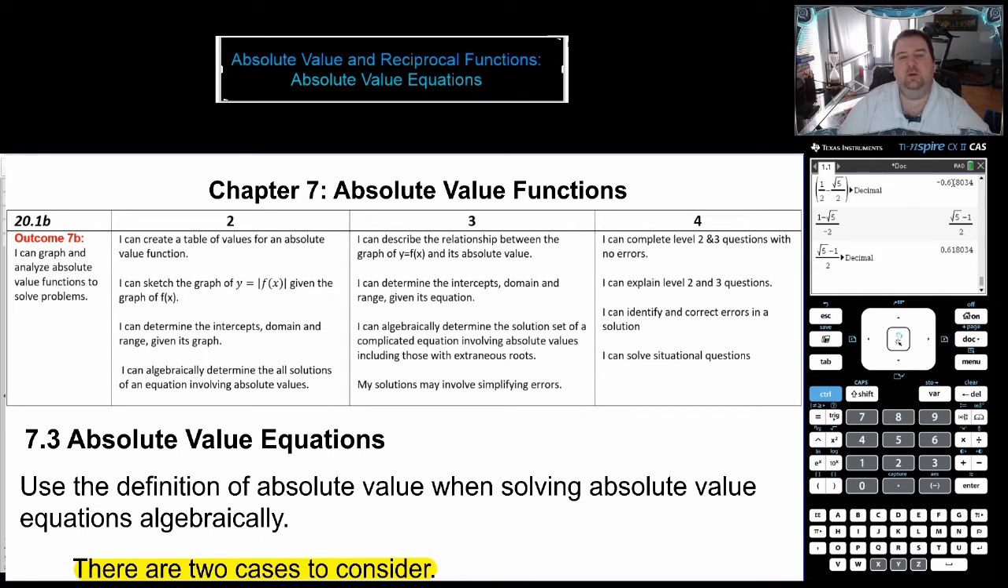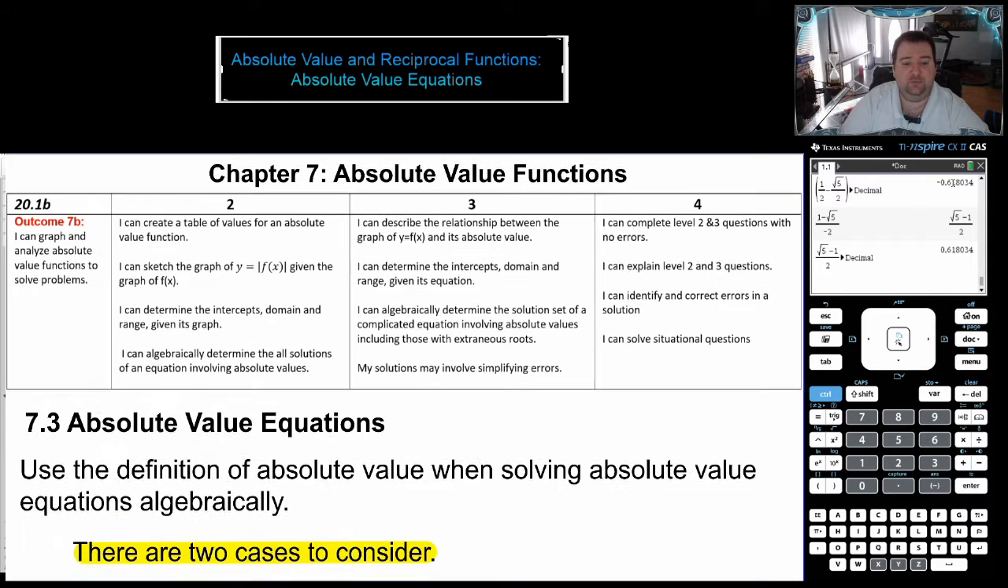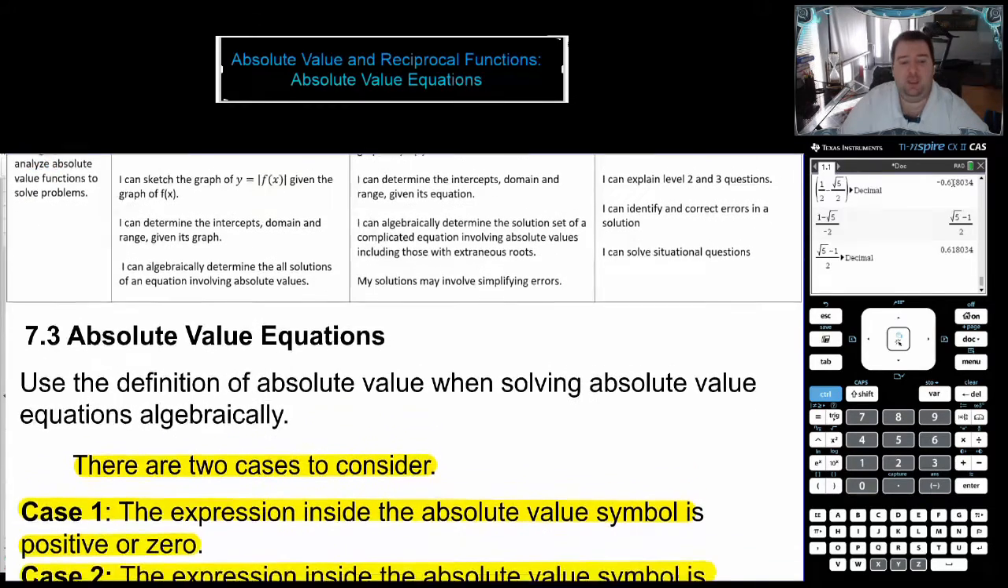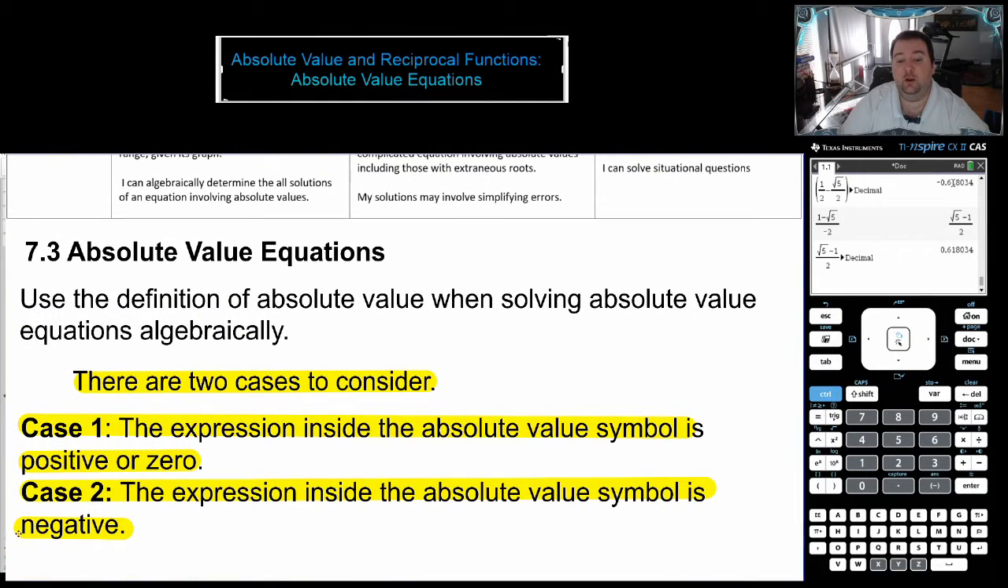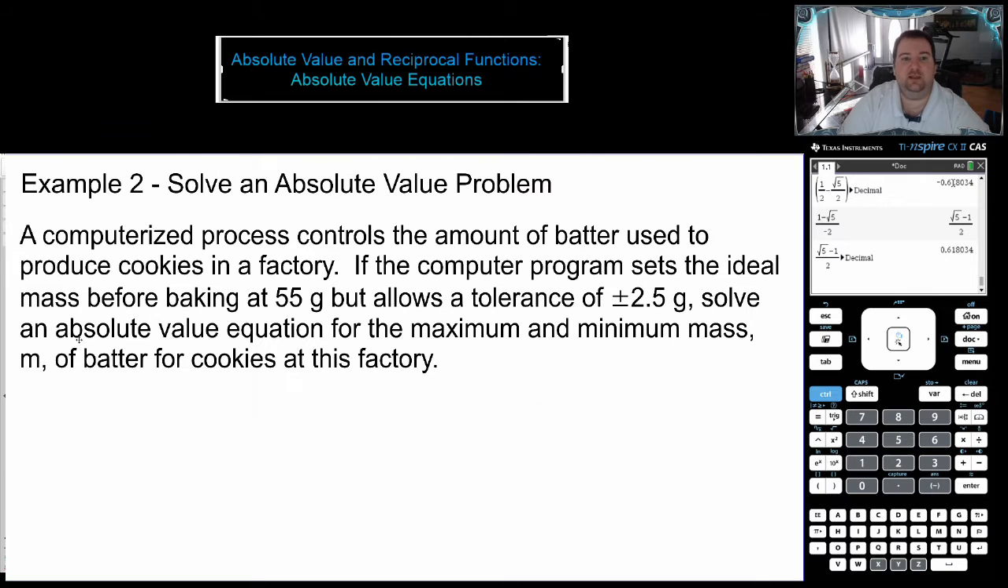Emond. Today we're going to be continuing on in our unit on absolute value functions and reciprocal functions. We're going to be looking again specifically at absolute value expressions today. And remember from the previous video, there's two cases that we're considering. One where what's in our absolute value expression is positive and one where it's negative. So we're going to take care to remember that for this lesson as well.